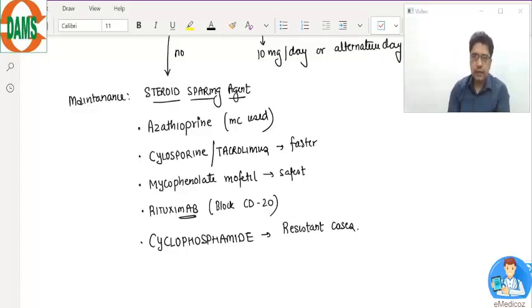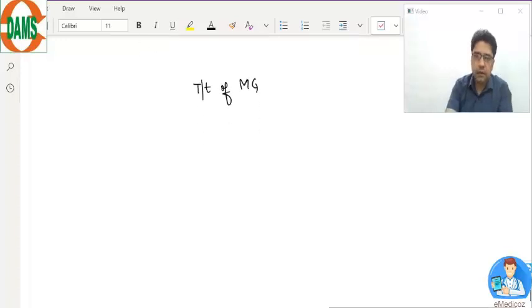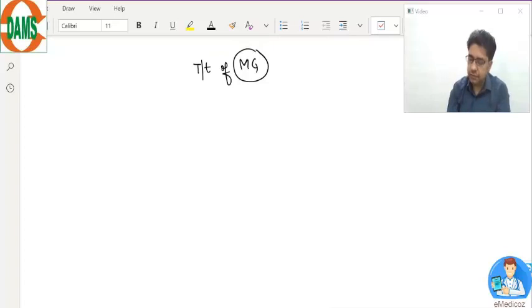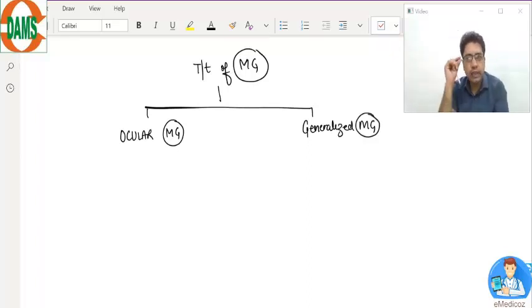Now, keeping this in mind, I will make you a diagram, a flow chart, of how to treat myasthenia gravis. See which muscles are involved: ocular myasthenia gravis and generalized myasthenia gravis. Ocular means only eye muscles are involved. In ocular myasthenia gravis, we will give anticholinesterase.